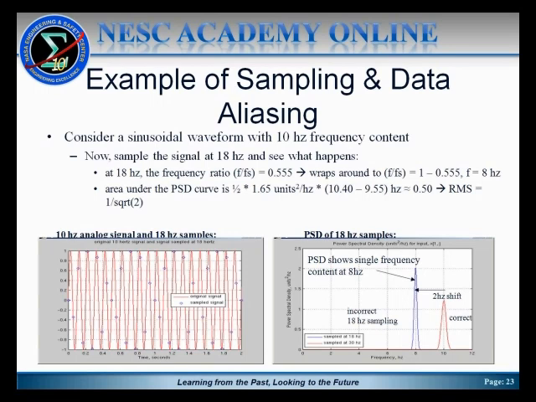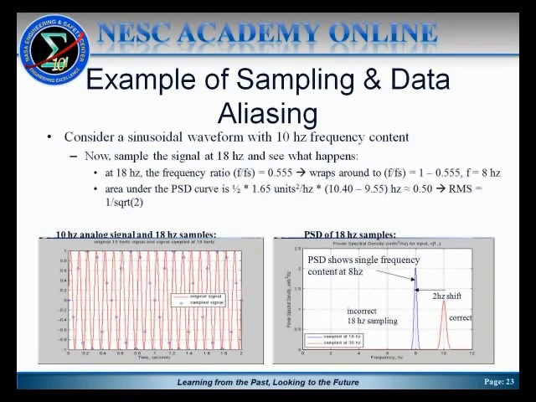And recall again, the discrete Fourier transform returns signals from 0 to 0.5. So the 0.555 is actually going to wrap back around to 1 minus 0.555. So if you take 18 hertz times the quantity 1 minus 0.555, you get 8 hertz. So that signal has now shown up as an 8 hertz signal when it was really a 10 hertz signal. So it's aliased down 2 hertz.